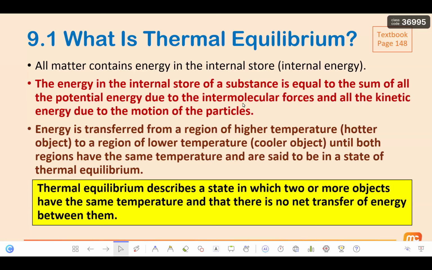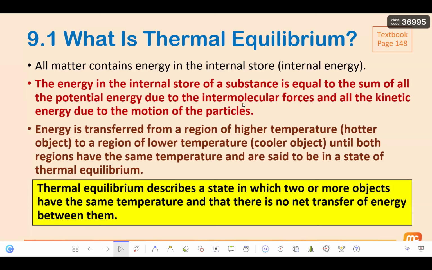When two objects are of different temperature and they are put close to one another or in contact with one another, energy will always flow from a region of higher temperature, the hotter object, to a region of lower temperature, which is the cooler object. This process will continue until both regions have the same temperature, and we say that they are in a state of thermal equilibrium.